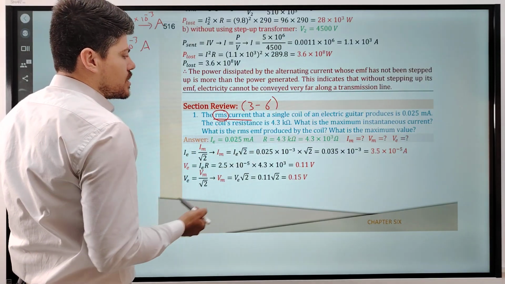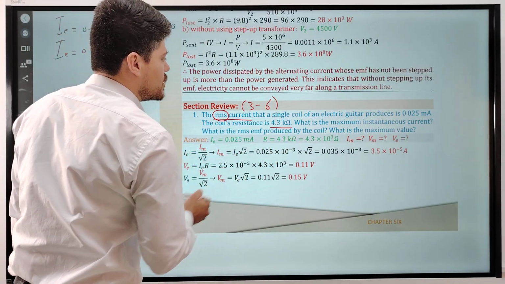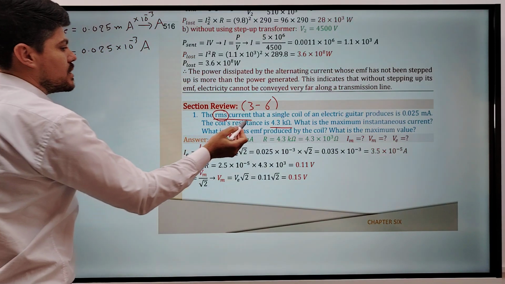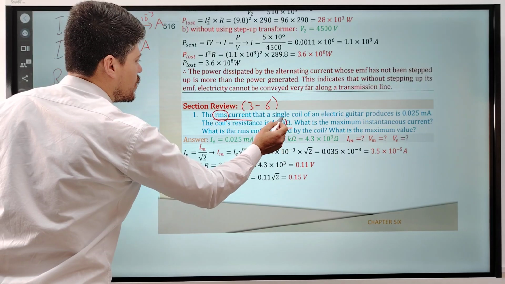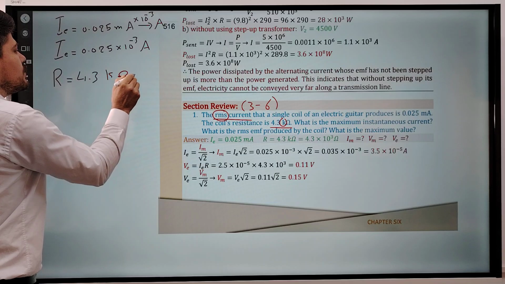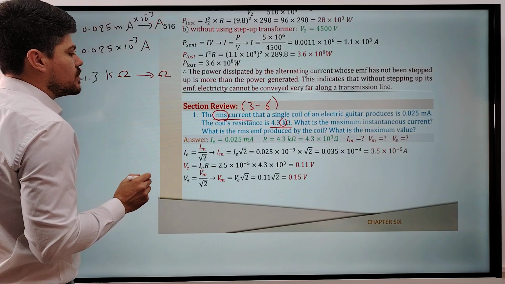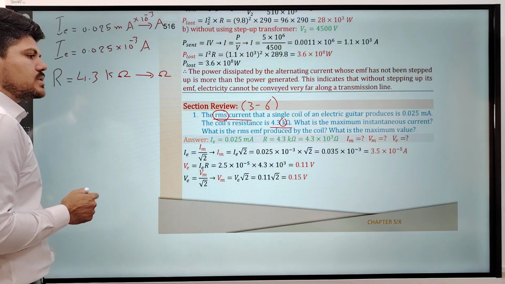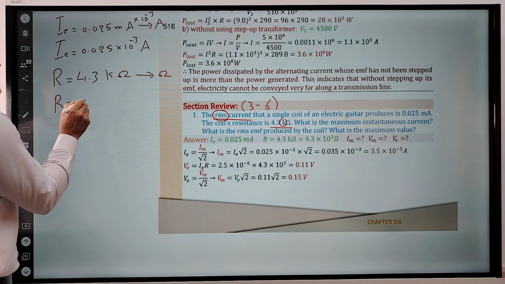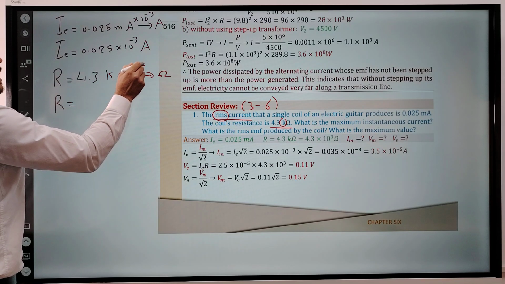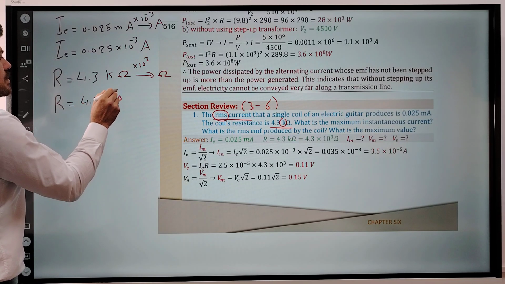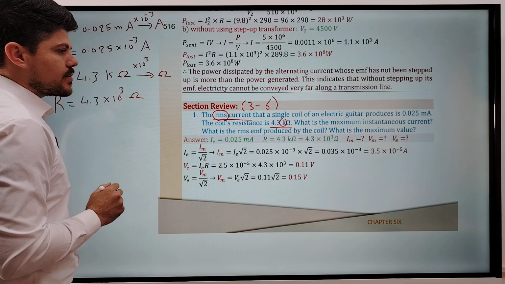The coil's resistance is 4.3 kilo ohm. This is resistance, but it is given in kilo ohm. We have to convert kilo ohm to ohm, so you have to solve the question with the SI unit, not with the prefix. How can you convert kilo ohm to ohm? Multiply by 10 power 3. So 4.3 times 10 power 3 ohm.